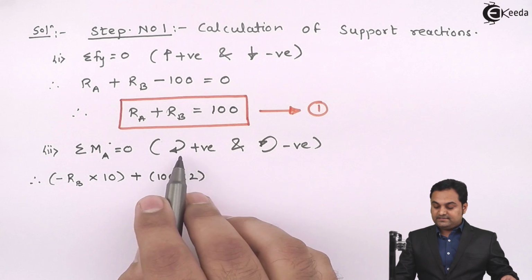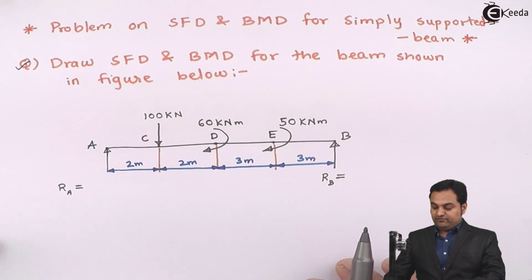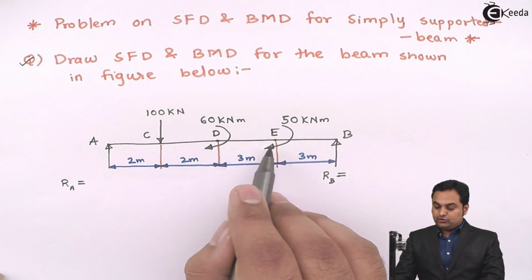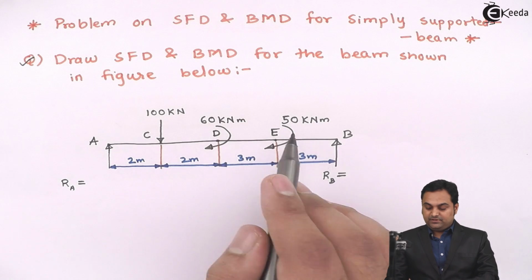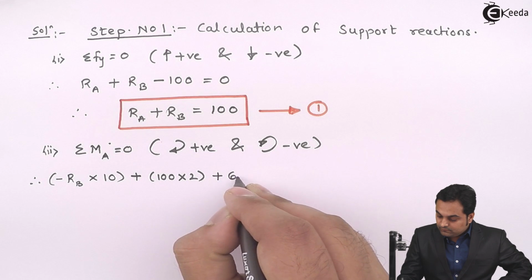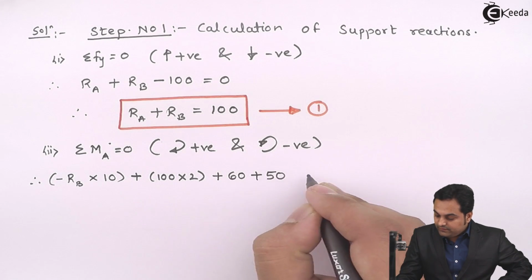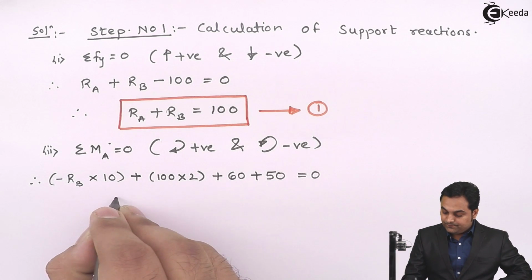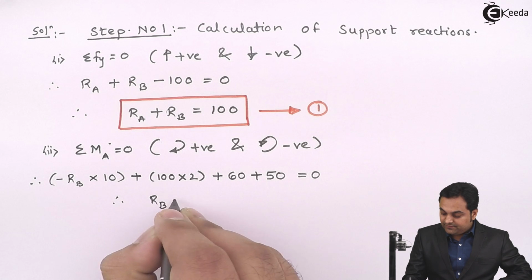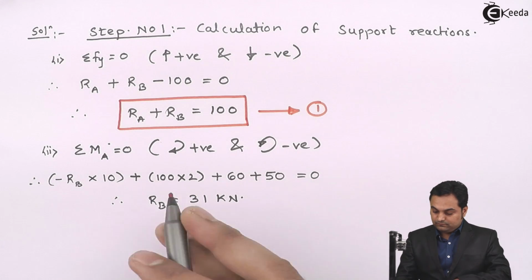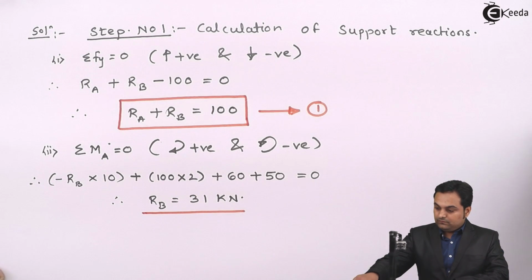Then here as I am treating clockwise moments as positive, if we see here at point D and E there are clockwise moments, and they should be treated as positive. So this will be plus 60 plus 50, is equal to 0. These are the moments which we have. So therefore on calculating this, I'll get the answer of RB as 31 kilonewton. Therefore I'll put this value of RB in equation number 1.